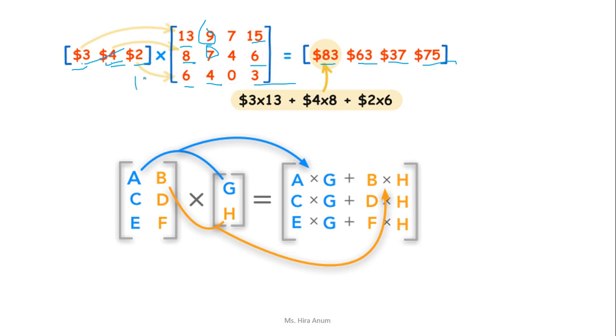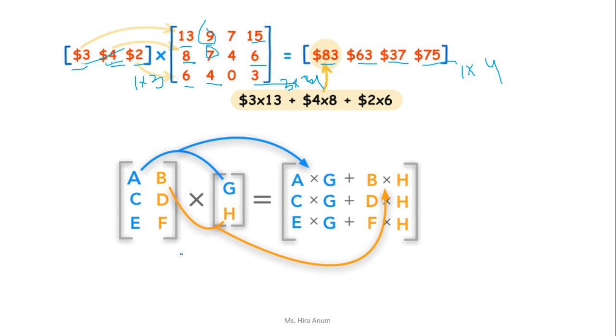You can see this 1 cross 3. This is equal to 3 cross 3. Answer will be 1 cross 1, 2, 3, and 3 cross 4. Answer will be 1 cross 4. You can see this. Also, A multiply with G, B multiply with H. Answer will be A cross G plus BH, C multiply with G plus DH, E multiply G plus FH.